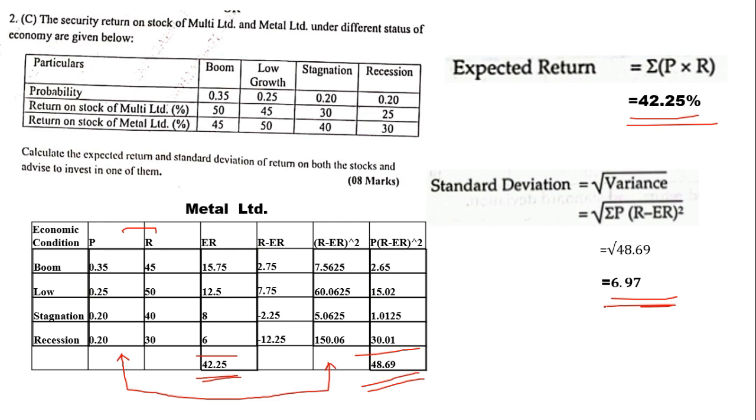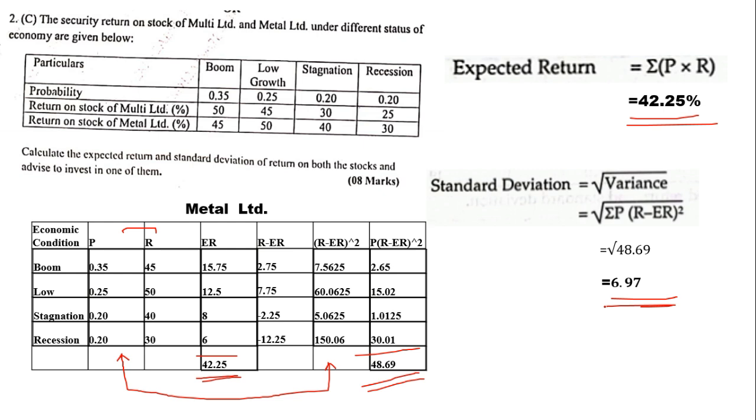Now when you compare, they said also invest in one of them, you have to advise. Now from both the companies, when you compare, Metal Limited, the expected return was higher and the risk was lower. Standard deviation stands for risk. So lower the risk, the better. Expected return is the return, the higher is better. So for Metal Limited the returns are also higher and the standard deviation is also lower.